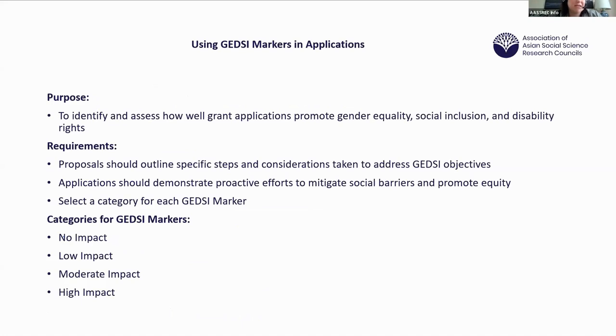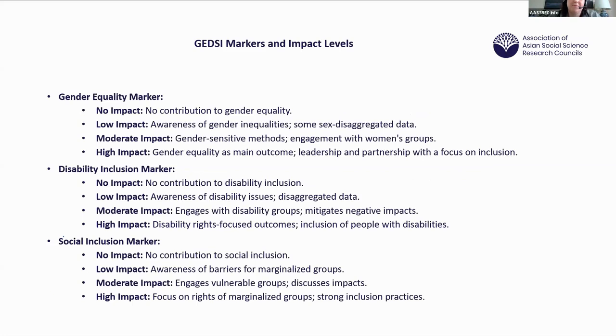So applicants are going to have to select a category for each of the 3 GEDSI markers that we have, and that ranges. You would select a category of either no impact, low impact, moderate, or high impact for the 3 GEDSI markers. So here you see we've got a gender equality marker, a disability inclusion marker, and a social inclusion marker, which looks at the inclusion of disadvantaged and marginalized groups.